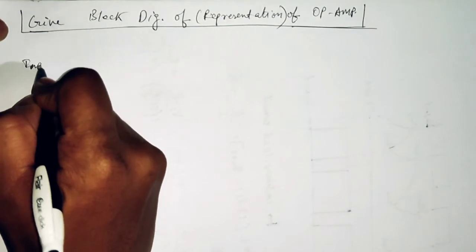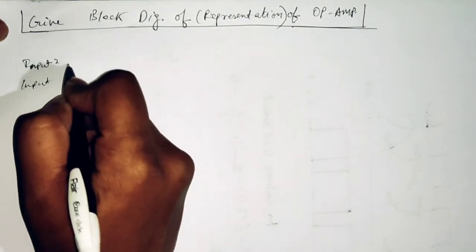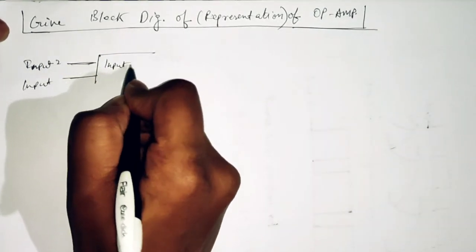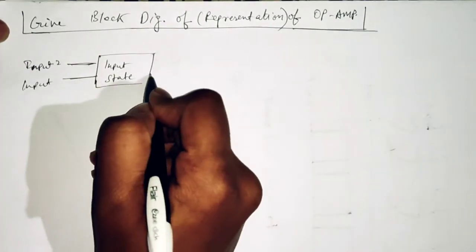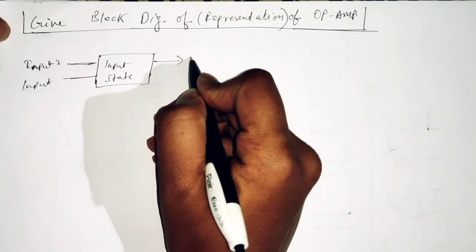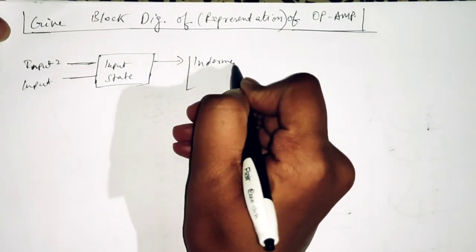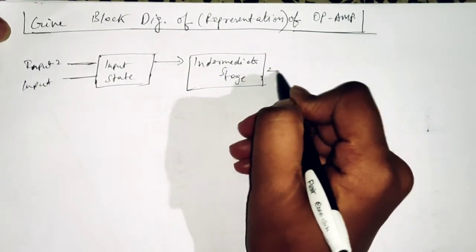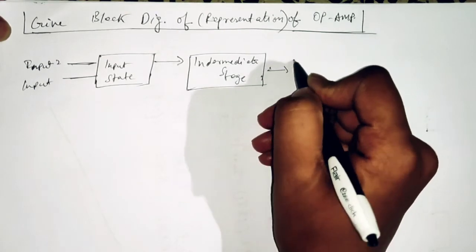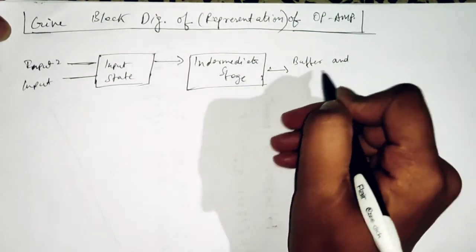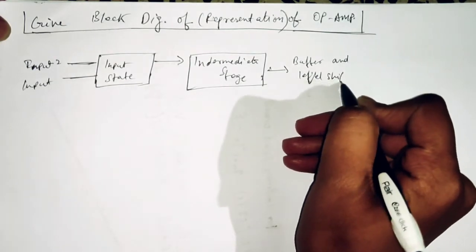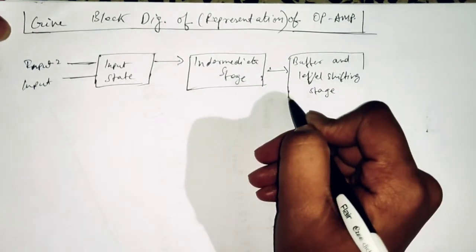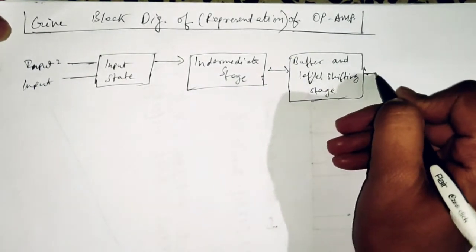Here is input 2 and input 1, and this is the connection. The first block is the input stage. We're going to talk about all the 4 blocks in detail here. The second block is the intermediate stage. The third block is the buffer and level shifting stage. And the fourth and last block is the output stage.